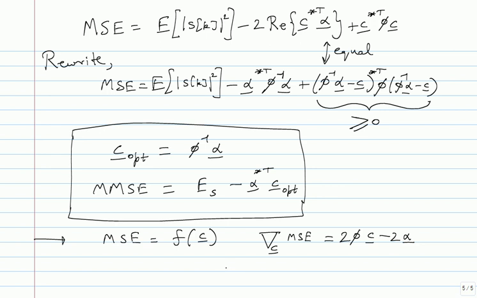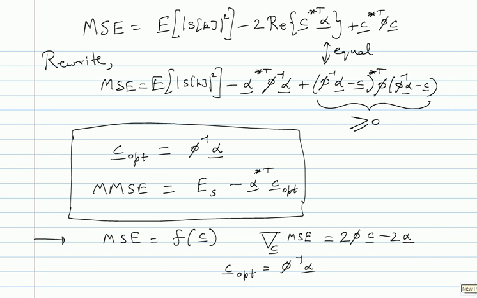So from here also you can quickly derive that C opt is going to be phi inverse alpha. It's a simple derivation, there's nothing really fundamentally challenging here. It's just a question of carefully rewriting the way we do the MSE. Any questions so far? Anything that threw you off completely? Seems okay. All right.